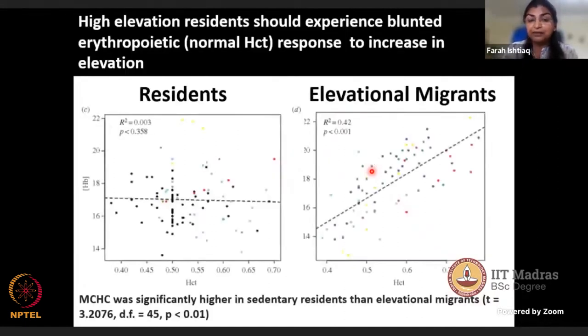And what we found is that hemoglobin and hematocrit do tend to show a positive correlation with elevation, which means only elevation migrants tend to upregulate their oxygen condition, but not the residents, because they don't have to. They have lived in this environment and evolved with these conditions, as opposed to elevation migrants, which move up and down and show this tendency.